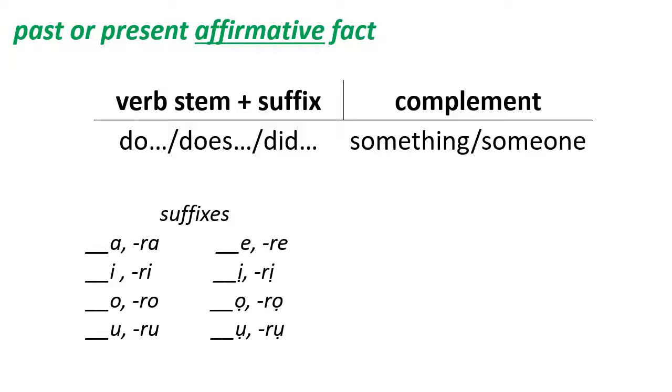Then we have e and re, e and re, e and re, o and ro, o and ro, u and ru, o and ro. Instead of saying the ra, re, re, ro, ru, ro verb form, it's simply called the ra verb form.